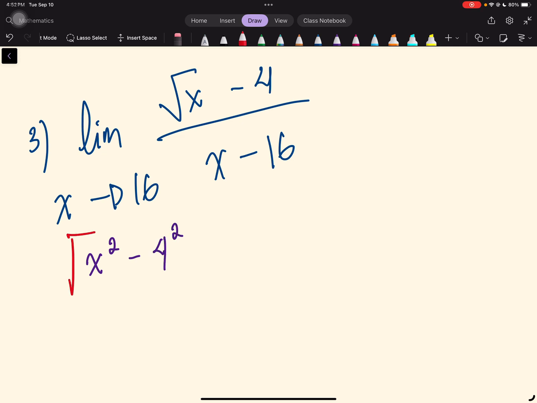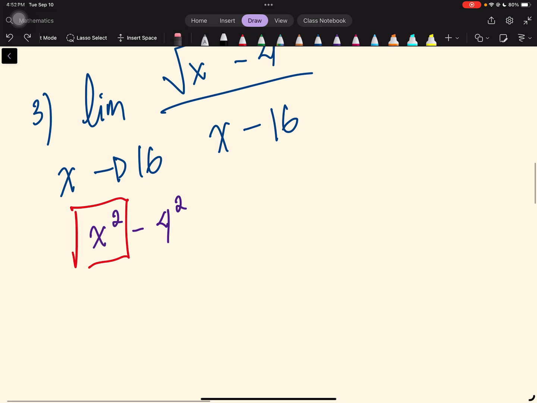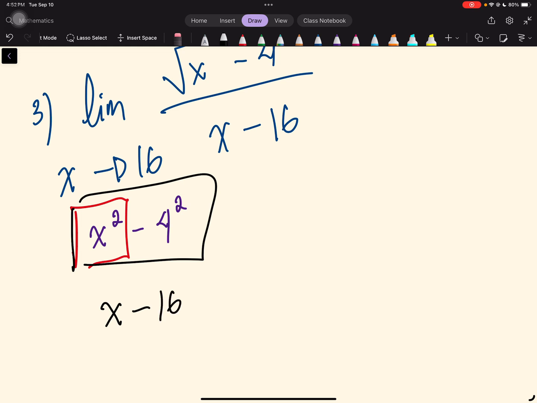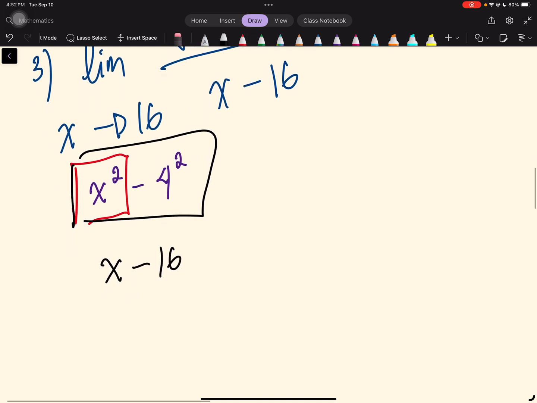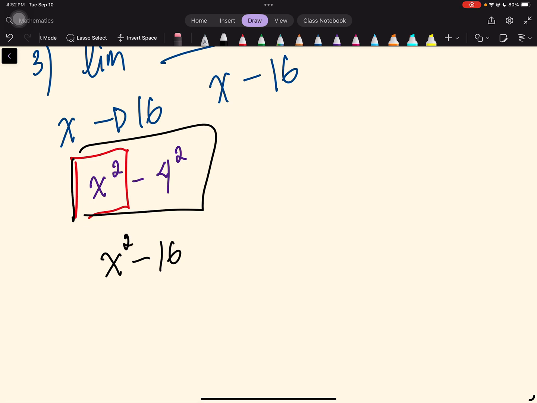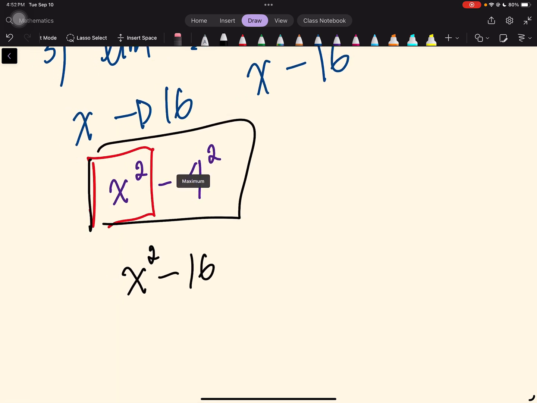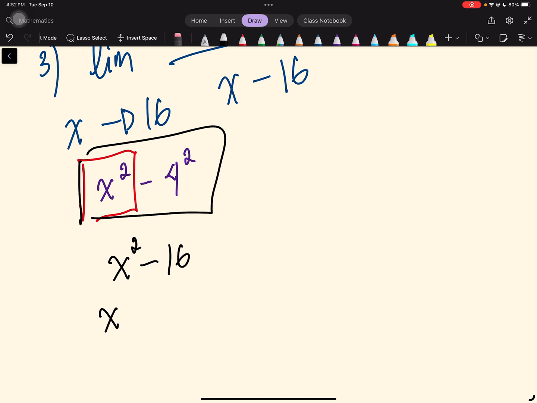Kasi kapag you have this as your form, x square, matatanggal na to. Diba? The only question is, how? What do we multiply it to? Well, if you simplify this, you would get x minus 16. Okay? Diba? Parang ano lang yan eh. Actually, it's like a square minus b square.